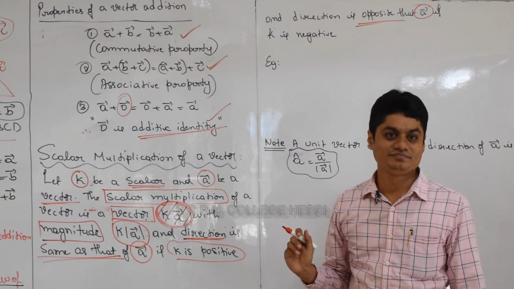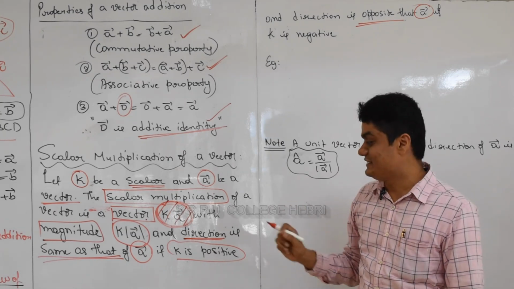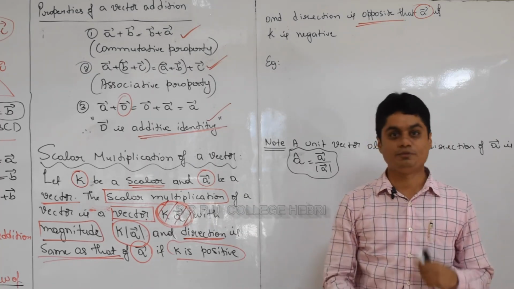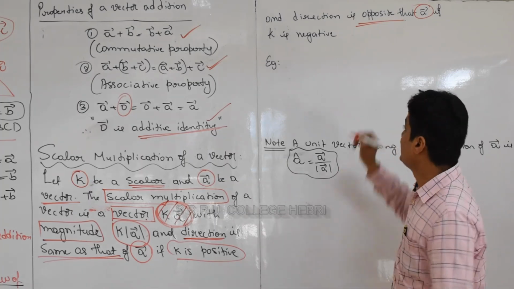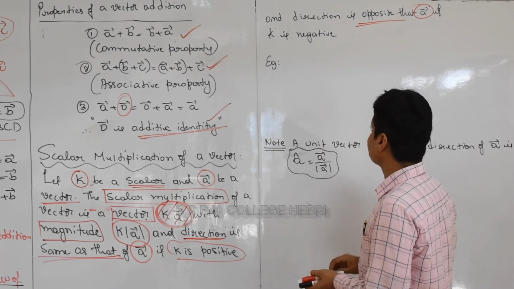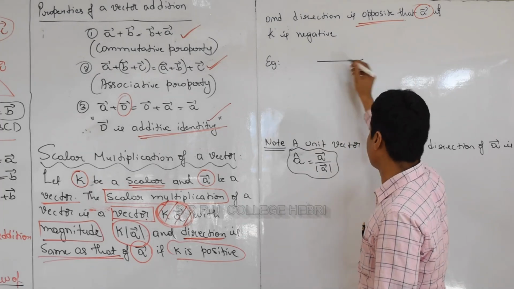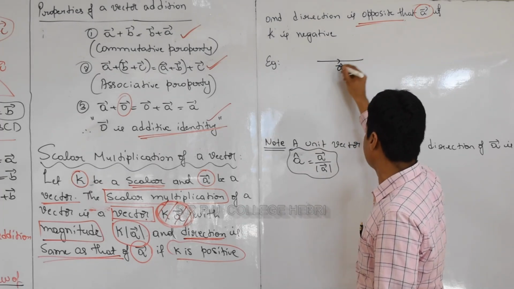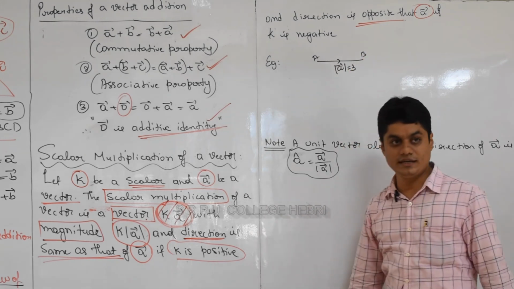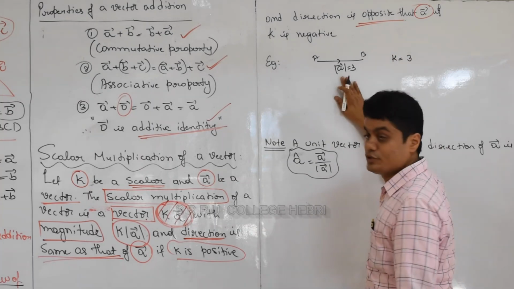You understood the magnitude, right? Magnitude of k into vector a is k into magnitude of vector a, and direction is same when k is positive, direction is opposite when k is negative. Clear? I'll explain with one diagram. Observe this carefully. I'll consider a vector in the form of a diagram. So let me consider a vector a with magnitude 3, direction like this, a to b. Now I will multiply k, which is equal to 3, to this vector a.